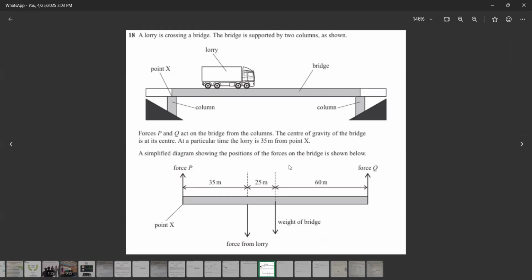In this question, a lorry is crossing a bridge and the bridge is supported by the two columns, as you can see. The forces P and Q are there on the bridge from the columns. Whenever you see two supports in a question, you have to take one of them as a pivot. It's up to you, any one of them you can take as a pivot whenever two supports are there.